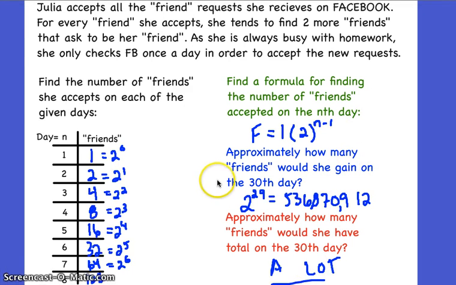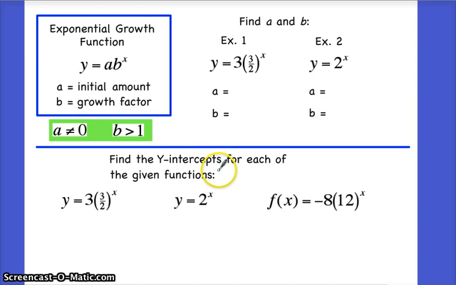The big idea is we're using what's called an exponential growth function. And in order to have an exponential growth function, you basically need two major parts. Number one, an initial amount, such as Julie, who started off with one friend. That's that a that's out in front. Realize that a can't equal 0, or else it would be 0 times b to the x, and the whole thing is going to end up equal to 0. Remember, exponents come before multiplying.